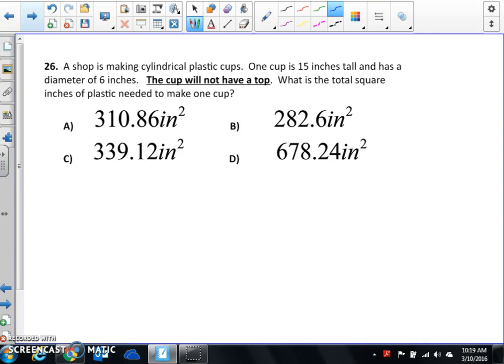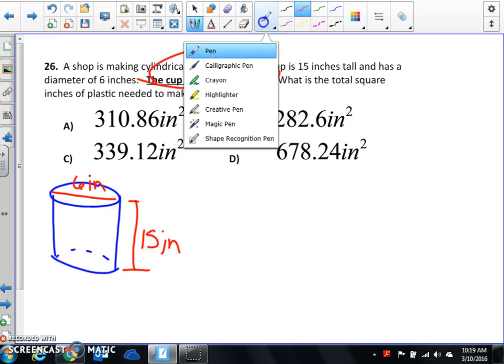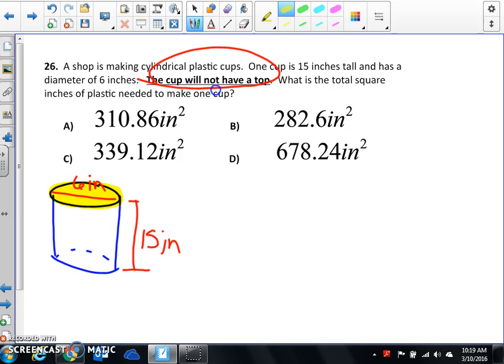A shop is making cylindrical plastic cups. One cup is 15 inches tall, so let's go ahead and make a cup. So it's 15 inches tall and has a diameter of 6 inches. The cup will not have a top, which means it will not have this top up here, okay? So what is the total square inches of plastic needed to make the cup?